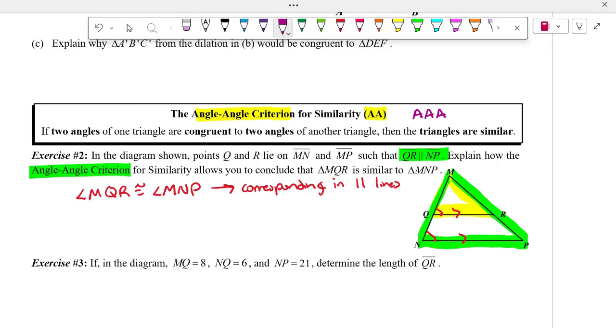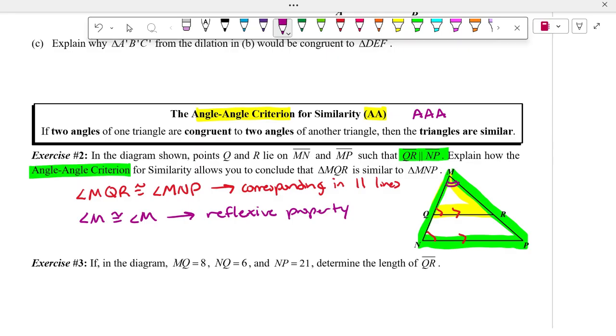Someone else with another set. M and M. It's congruent to itself. Why? It's reflexive. So we can say that they are congruent because of the reflexive property.